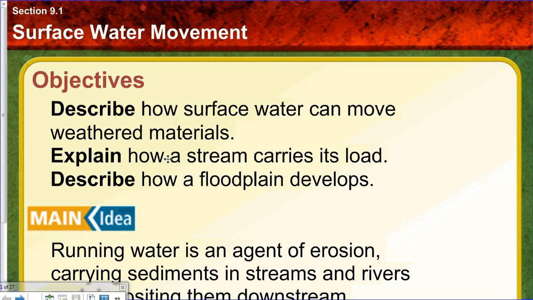In this lesson, we're going to look at surface water movement. We're going to talk about how stream channels form and where they form and how they can move water around.